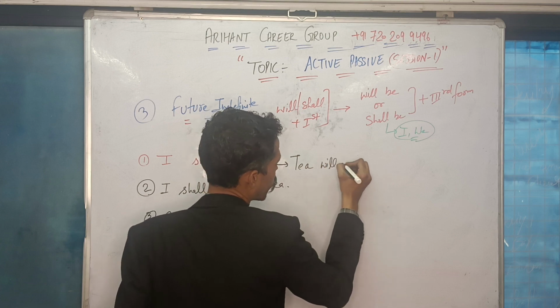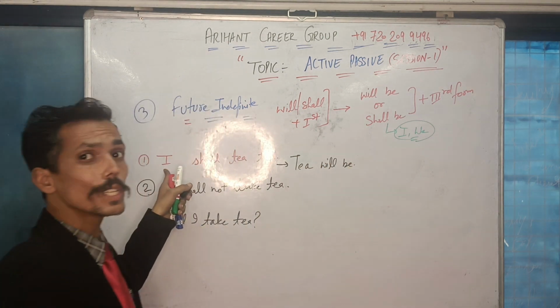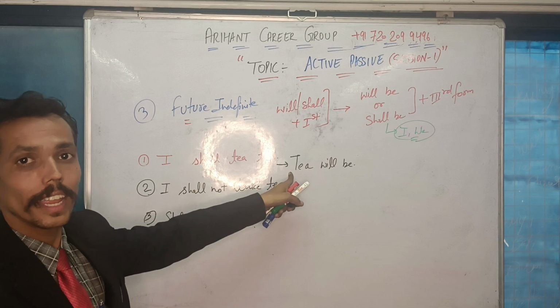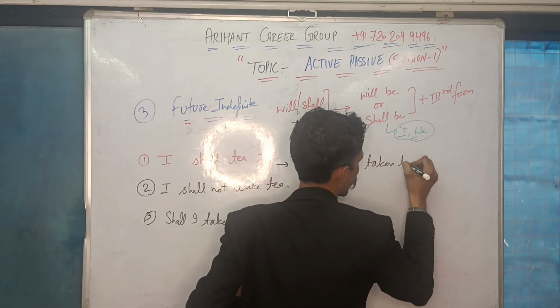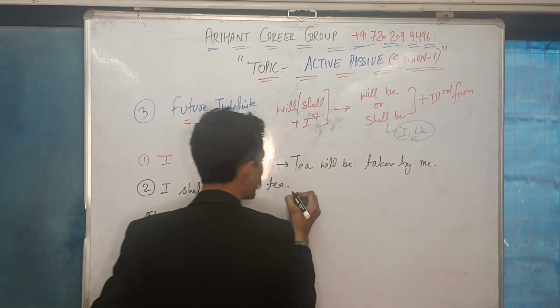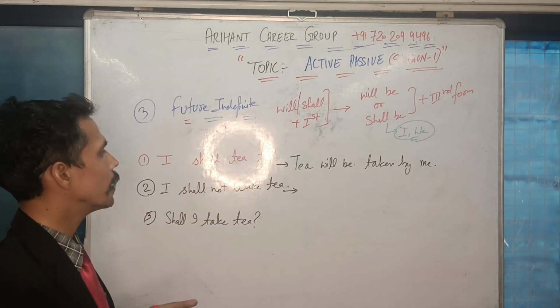Tea will be, so you cannot say that tea shall be, because your subject was I in the question. Here it is not I, it is tea. So tea will be taken by me. In case of a negative sentence, I shall not take tea.